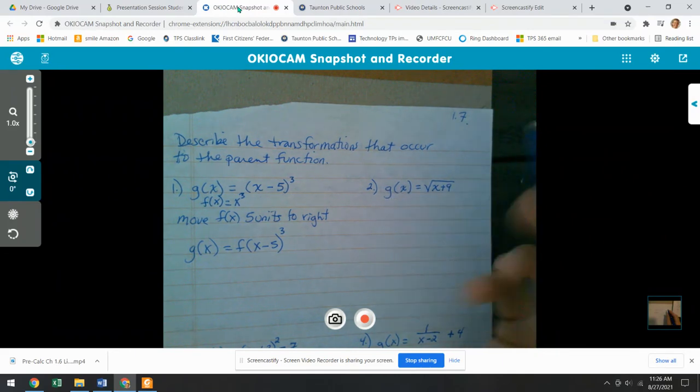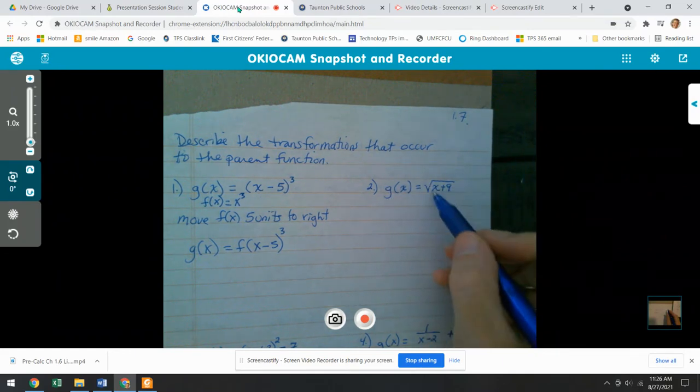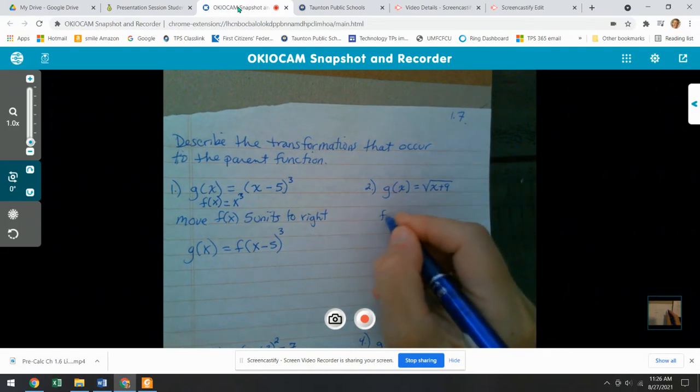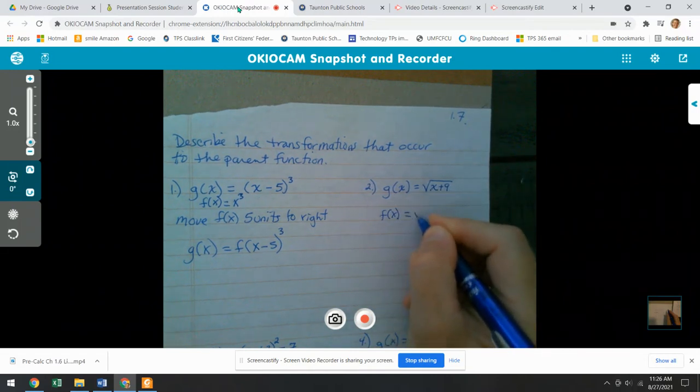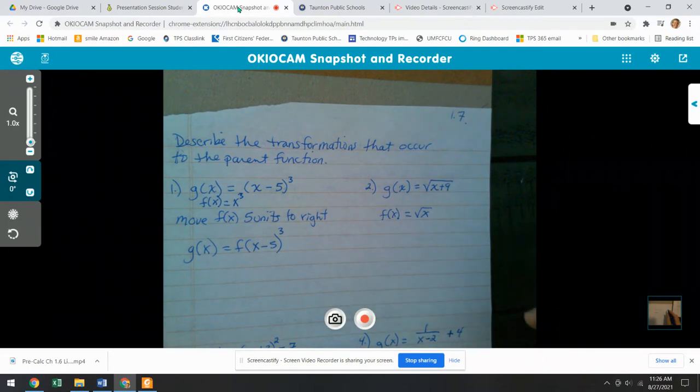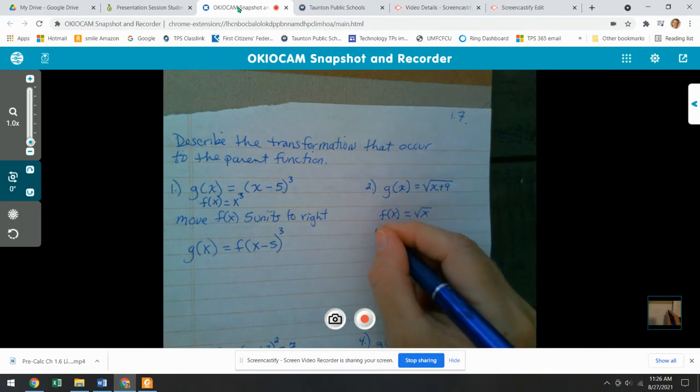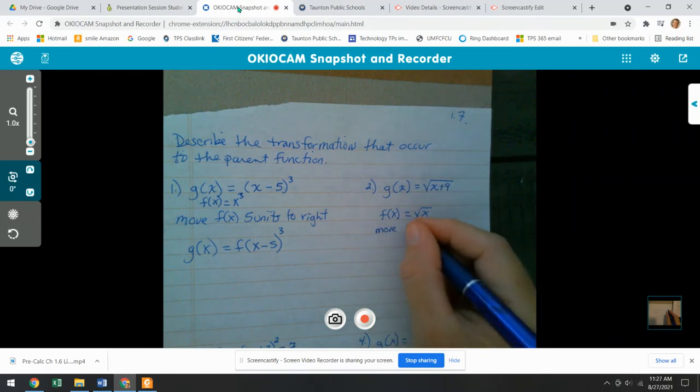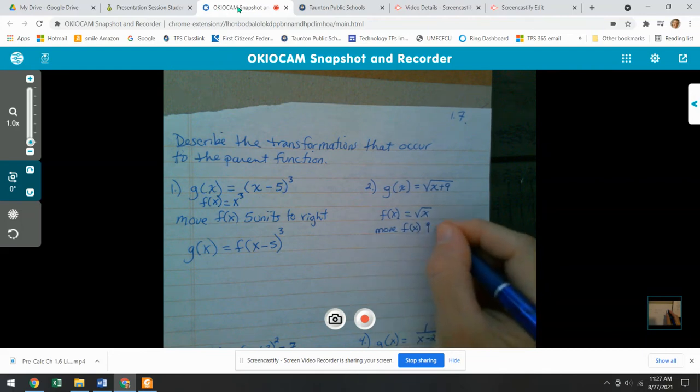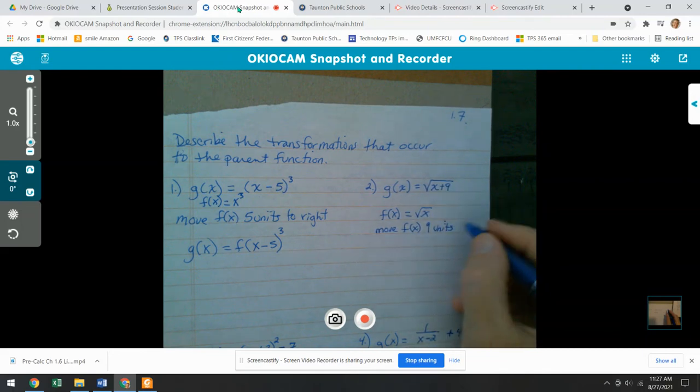Again, this is some equation. We have to figure out the parent function. Well, I'm seeing the square root there. So our parent function is just the square root of x. Okay. What we can see is inside the square root, we're adding 9. So the transformation that happened is it moved the parent function 9 units to the left.